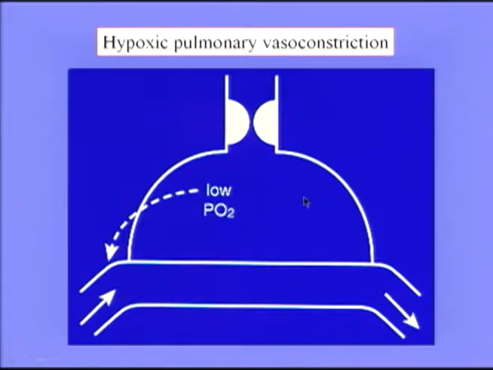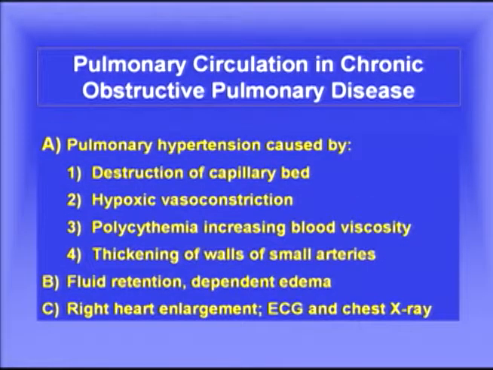And just to remind you, hypoxic pulmonary vasoconstriction means that in a poorly ventilated region, because of an obstruction here, the blood flow to that region is reduced. In addition, these patients often have some polycythemia. It's a minor effect, I think, increasing blood viscosity, and also there are pathological changes in the walls of the small arteries. Patients with pulmonary hypertension often develop right heart failure with fluid retention, dependent edema, and the right heart enlargement can be seen both in the ECG and with more difficulty in the chest X-ray.